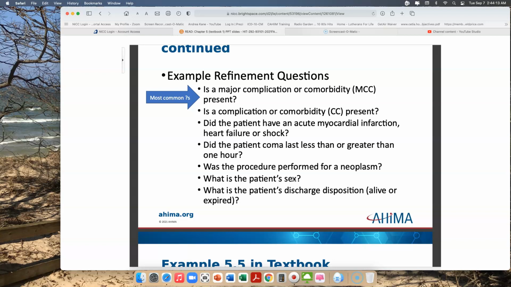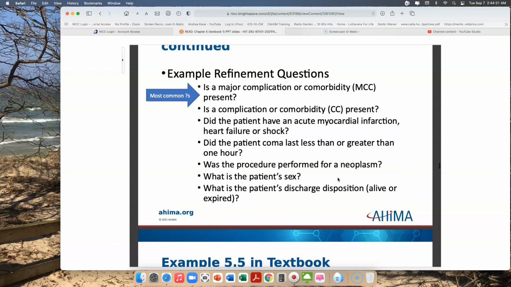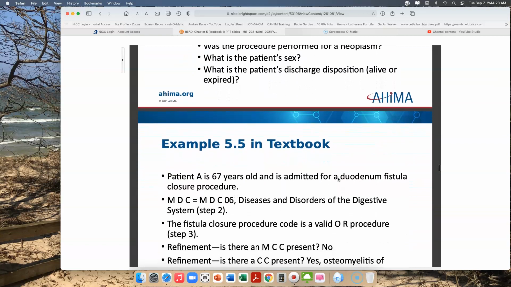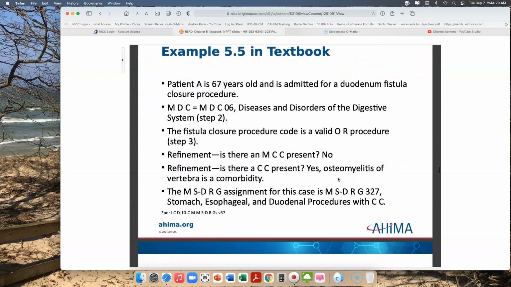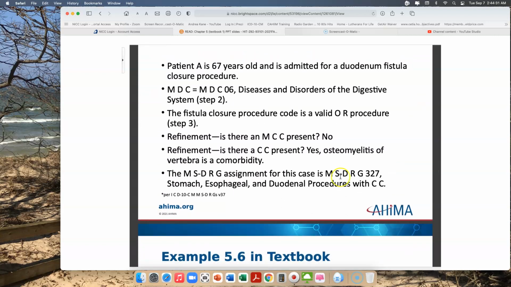Was the procedure performed for neoplasm? What is the patient's sex? And what is the patient's discharge disposition? Were they alive? Were they expired? Were they transferred to another acute care facility? Did they go to a skilled nursing facility? All that matters. All right, so they give us another example.